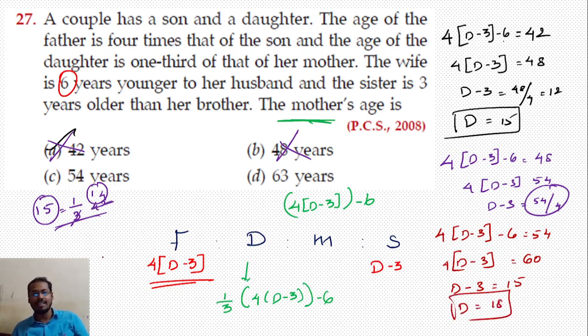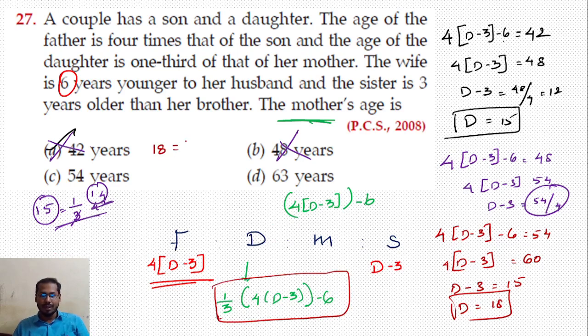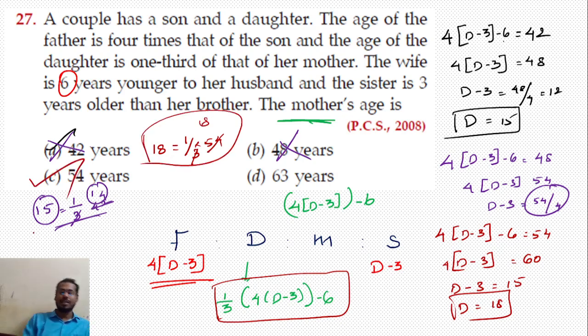If daughter's age is 18, come this side. Is it visible or not? I will write here. If daughter's age is 18, what is the ratio for daughter? This is the daughter's age, right? So, look at this, 1/3 of what mother's age did we take? 54. So, 54, if you cancel this, you will get 18. So, both sides we got 18. So, this is the right answer. This is also one of the ways you can get the answer. Comparing to that method, I feel it is easy. You can use whatever you want.